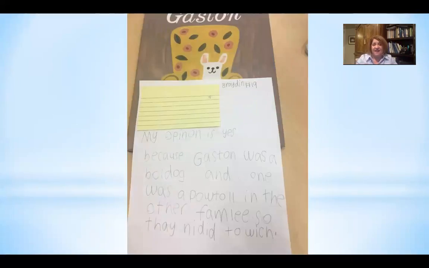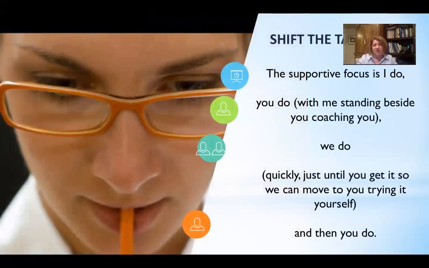Here's an example of that. The teacher had read aloud the book Gaston, by Kelly DiPucchio. And here's what one of the 1st graders wrote. My opinion is yes. So they were asked a specific question if they thought the dog families were going to exchange dogs. If you know Gaston, you'll know why that makes sense. If not, I encourage you to read the book, because I don't have time to read it to you tonight. But here's what this 1st grader wrote. My opinion is yes, because Gaston was a bulldog and one was a poodle in the other family, so they didn't switch. Opinion, statement why, and the student wrote it all on their own.